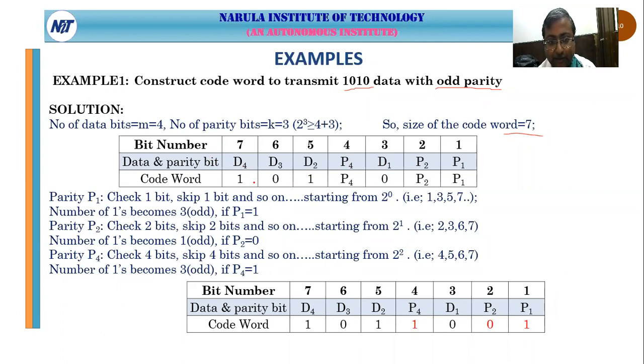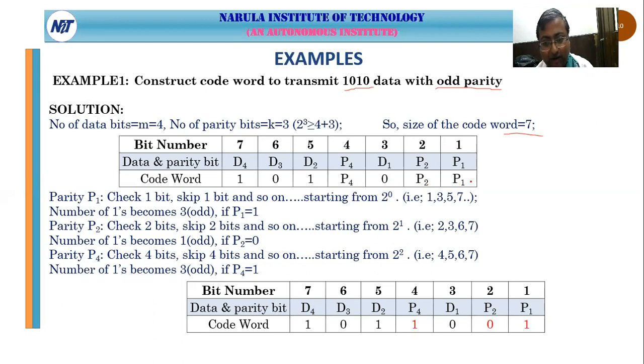So now if we put 1010, these are the 4 data bits, and P1, P2, and P4 should be the parity bits. Okay, so now the code word should be 1, 0, 1, P4, 0, P2, P1.